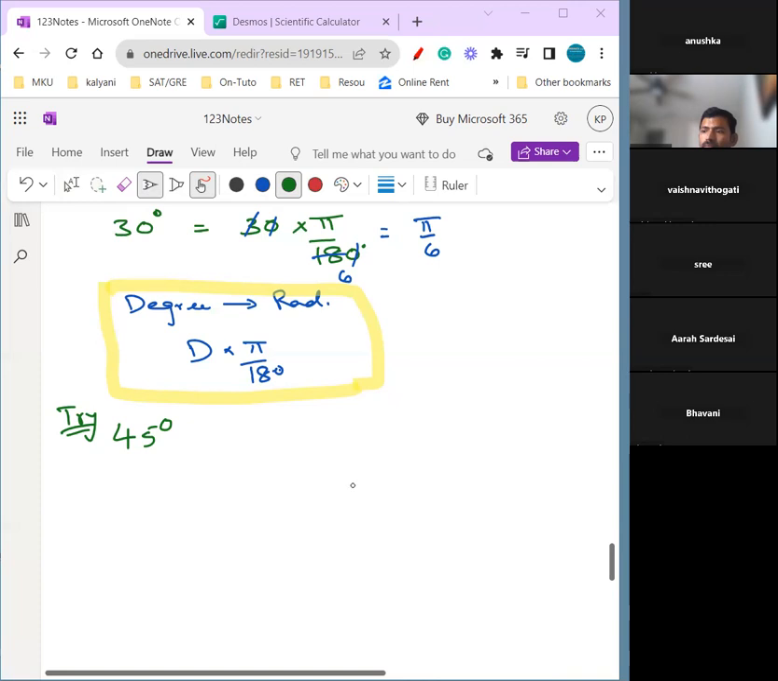Okay, so that's good. 45 degrees is pi over 4, because what I need to do is 45 times pi over 180. So just simplify it, see how many times it goes. It goes in 9, 9 times 5, it's 45, and then 4. So it's pi over 4. Okay, 45 degrees is pi over 4. How about 60 degrees? Try this one and also try 90 degrees. Tell me what you guys get.